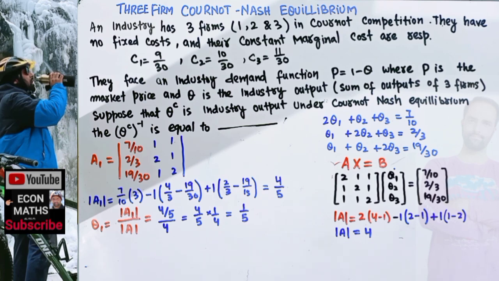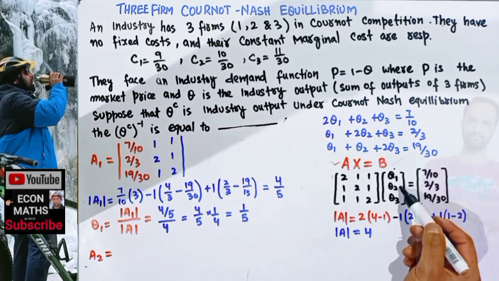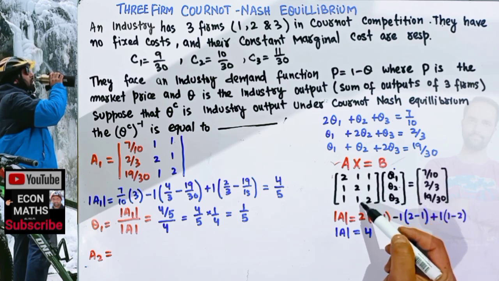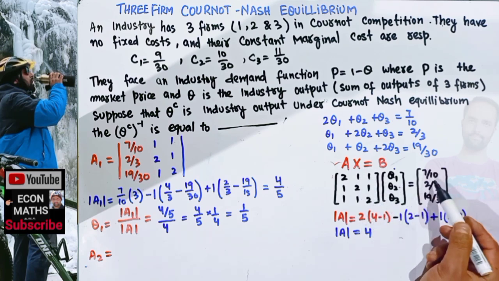Same logic to find the value of Q2. What will we do? We will form a new matrix. To find the value of Q2, we form a new matrix. To find the value of this Q2, we form a new matrix in such a way that we replace the second column of the coefficient matrix with the vector of constant terms.